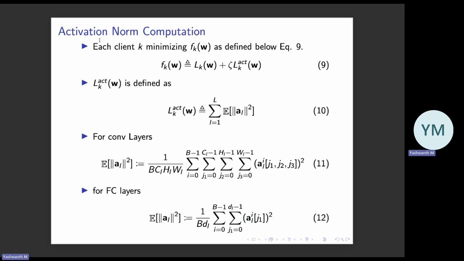So we compute the activation norm for each layer, and we minimize that along with the task-specific loss, as shown in equation 9. L_K is the task-specific loss, which is cross entropy loss, and this is the activation norm loss. The activation norm loss is computed by averaging across the layers, and each layer's activation norm is defined in equation 11 for conv layers and equation 12 for fully connected layers.